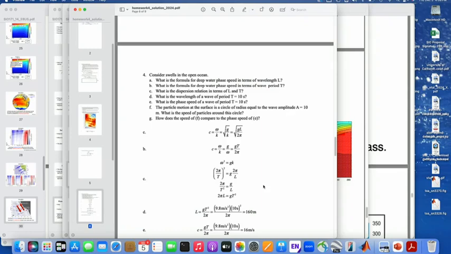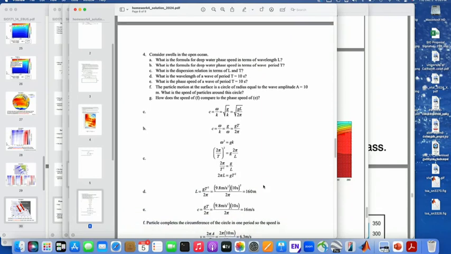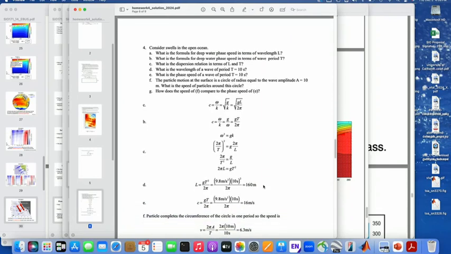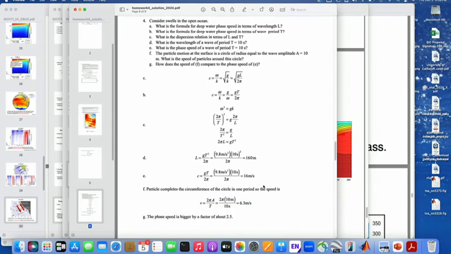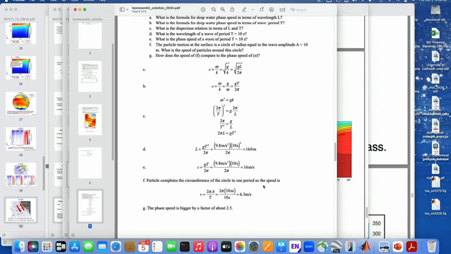Okay, so let's do the next one. Particle motion at the surface of a wave, 6.28. Yeah, I got 6.3 meters per second for the particle motion. Yeah. So basically, it's a circle. You know its circumference. You know how long it's going to take. And then how do those two compare? And this is really interesting.